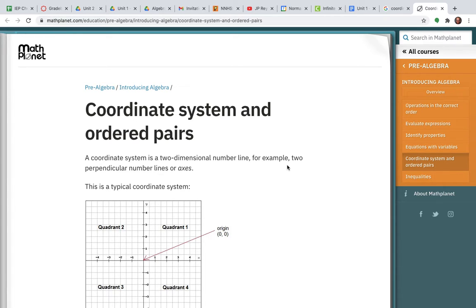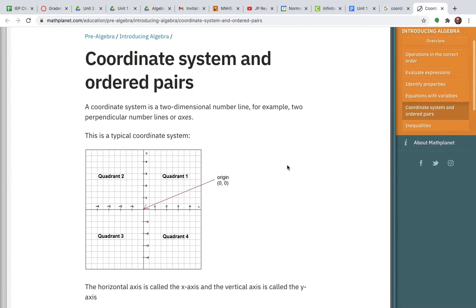Today we're talking about finding domain and range and identifying functions from graphs using the vertical line test. So let's talk about the unit as a whole. The unit as a whole, we're talking about graphing. And when we're talking about graphing, specifically we're talking about graphing on a two-dimensional number line. It's a coordinate system. And this is in everyday life. The Earth has longitude and latitude, which is essentially a two-dimensional number line. It's a coordinate system as well.